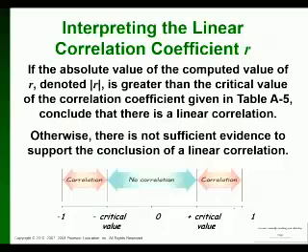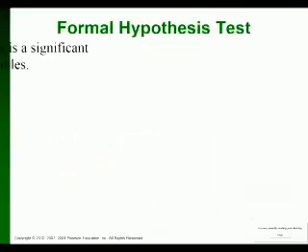Your R is close to 0, and R close to 0 means no correlation. If our R values are outside those critical values, then they're closer to +1 or -1, and there is a correlation, a linear correlation. So let's talk about how to get these critical values off of the table A5, and then we'll be ready to conduct that hypothesis test.